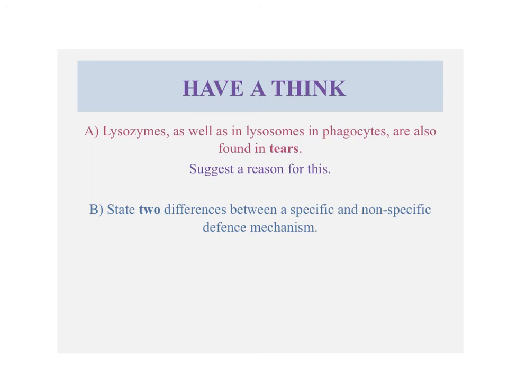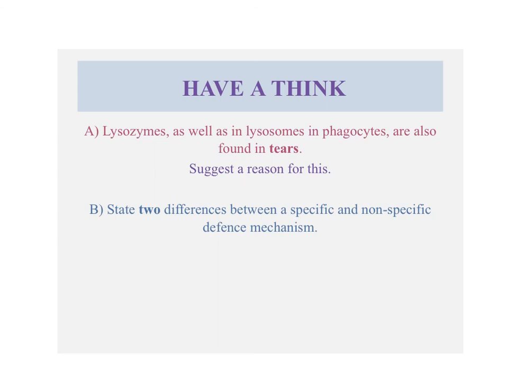Now, this is a little bit of a pit stop. I want you to spend some time thinking about these questions, writing them down. You can discuss with me or Mr. Mahita if you want during your lesson. That's absolutely fine. So, question 1: lysozymes, as well as lysosomes in phagocytes, are also found in tears. I want you to suggest a reason as to why we might find those lysozymes, those hydrolytic enzymes, in tears. And then state 2 differences between a specific and non-specific defense mechanism. So, pause and come back.